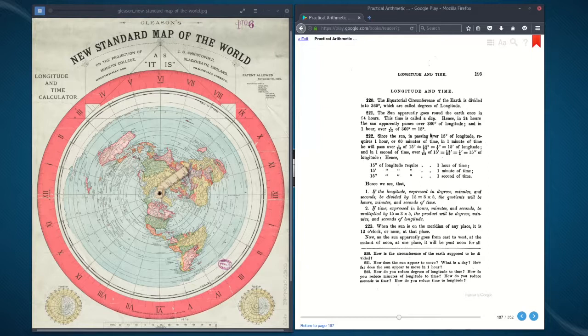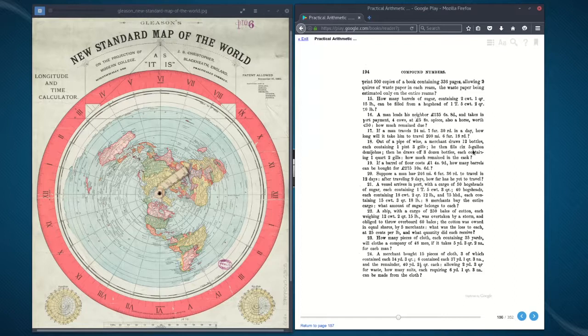Since the sun is passing over 15 degrees of longitude, it requires 1 hour or 60 minutes of time. In 1 minute of time, he will pass over 1/60th of 15 degrees. 15 degrees over 60 is 1/4, equals 15 minutes of longitude. So 1/4 degree equals 15 minutes of longitude. Right.